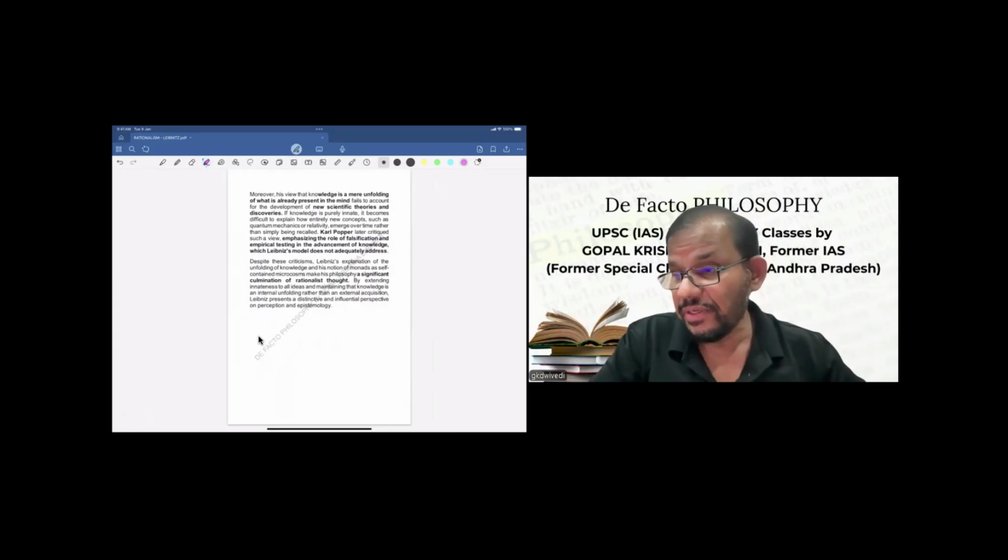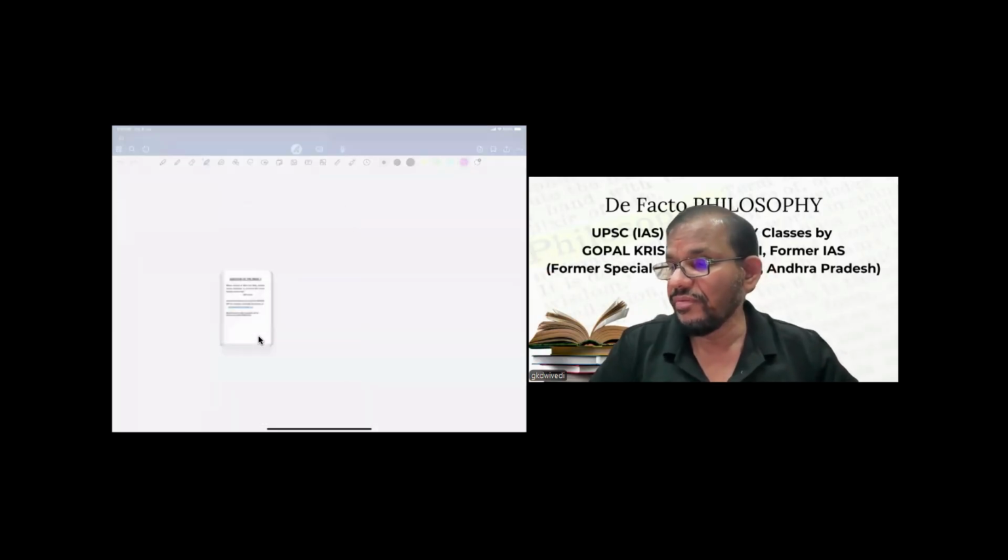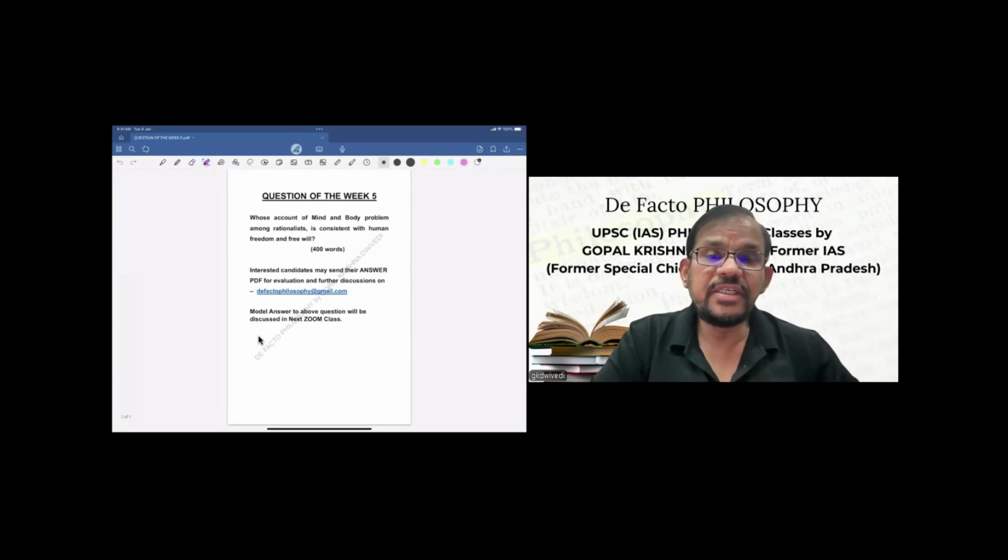complete Leibniz, and now I will come up with the question of this week. So, what question are we going to give for the exercise? This is our question of week 5. Whose account of the mind and body problem among rationalists is consistent with human freedom and free will? This one question covers all three philosophers. So the whole rationalism chapter is covered under this, right from Descartes, Spinoza, and Leibniz.